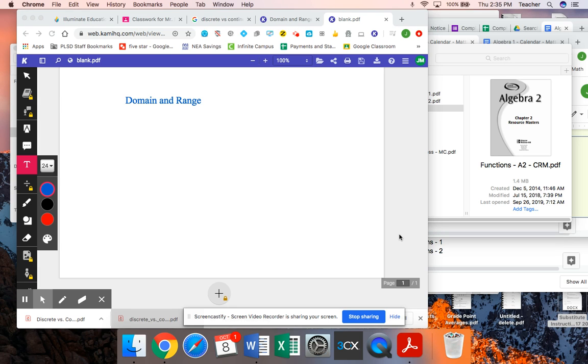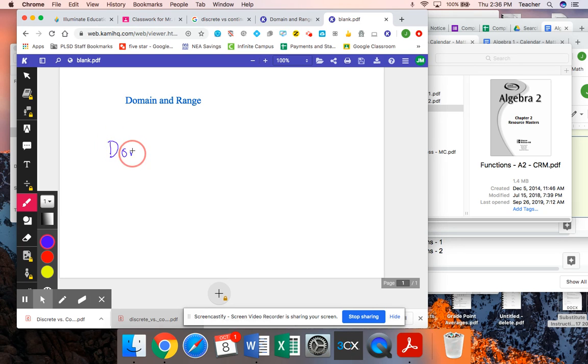All right, we're going to talk about domain and range, talk about them together, even though they're slightly different, only in the sense of which variable you're worried about. Without further ado, here it is essentially in a nutshell.